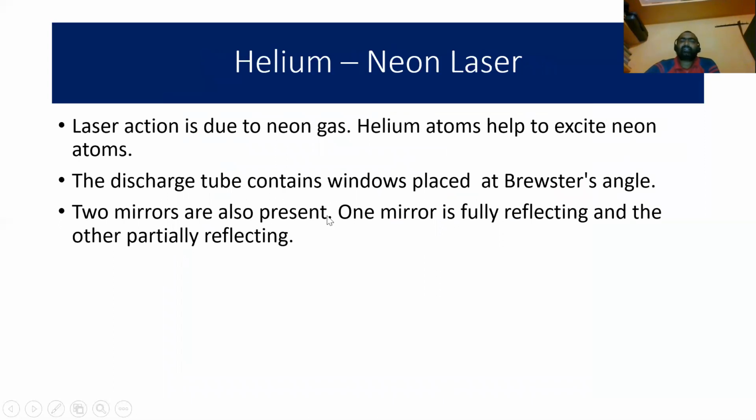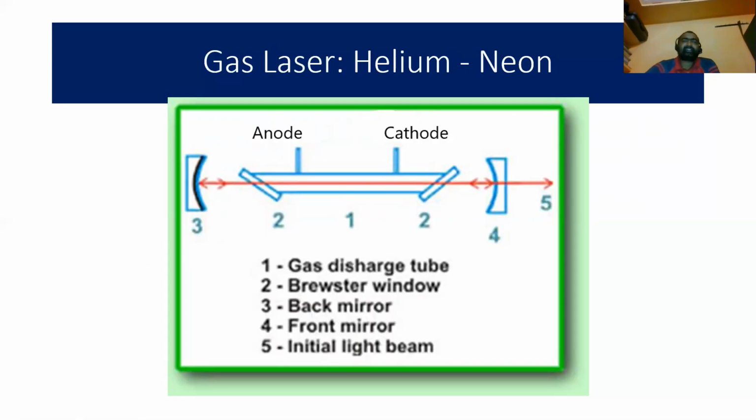Two mirrors are also present. One mirror is fully reflecting and the other is partially reflecting. Here you can see there are two mirrors, this one and this one. So this is called a fully reflecting mirror and this is called a partially reflecting mirror. If the light is intense enough, then partially it will allow outside. So this is the partially reflecting mirror system.